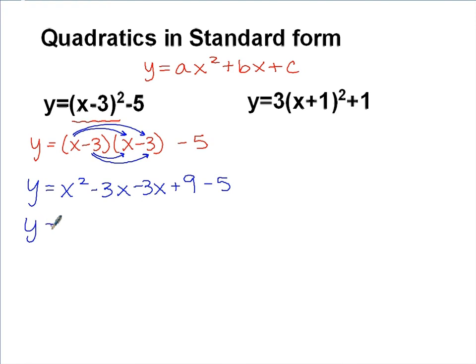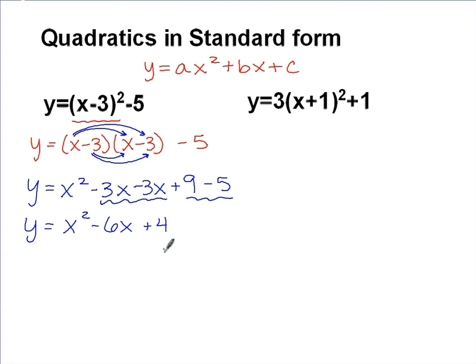Okay, so now we need to simplify, combining like terms. I've got x squared. I have a couple x terms here combining to minus 6x. And these are like terms as well. 9 minus 5 is plus 4. So now this is in standard form. If you wanted, you could put a 1 here, but it's not necessary. But it's 1x squared minus 6x plus 4.